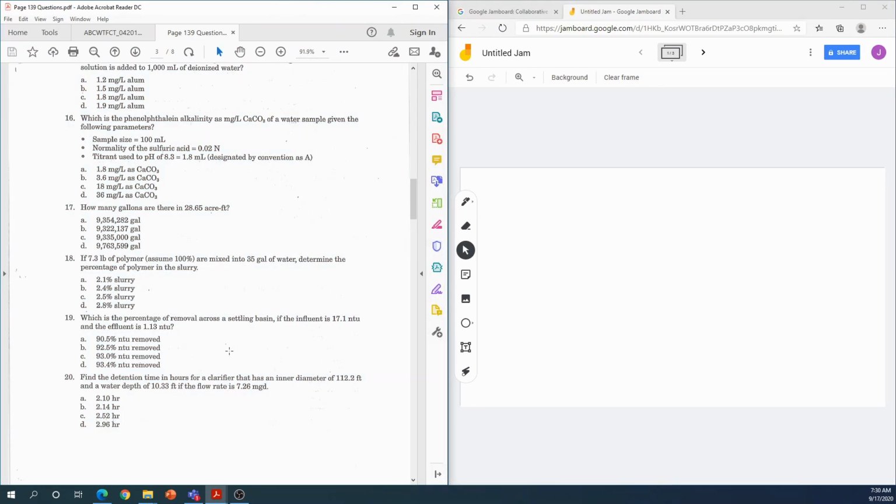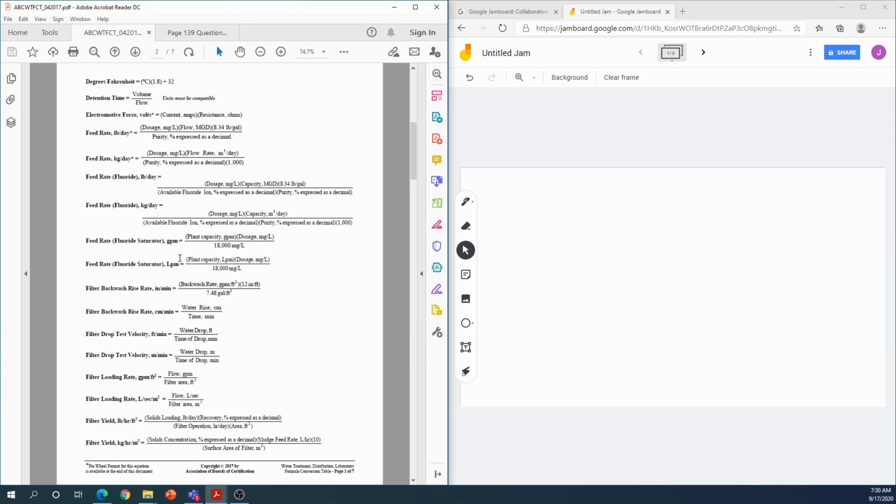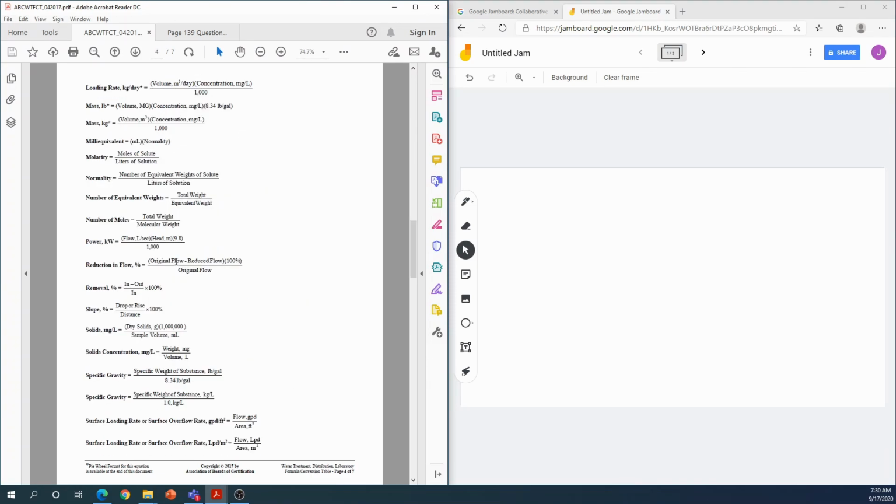Number 19. Which is the percentage of removal across a settling basin if the influent is 17.1 NTU and the effluent is 1.13 NTU? So let's look at our equations. And we have removal in percent is going to be our in minus our out divided by our in times 100. So for this problem, the influent was 17.1 NTUs.